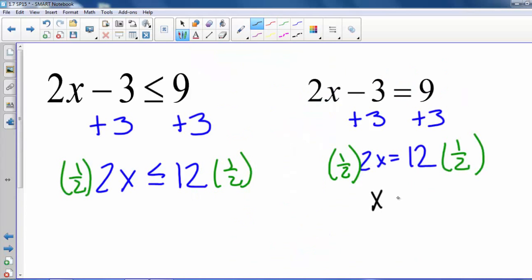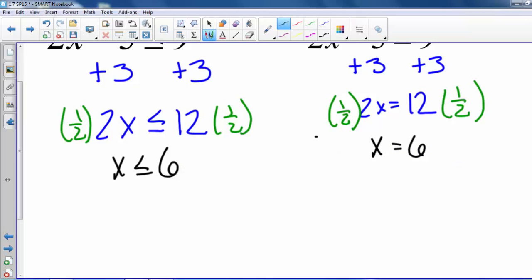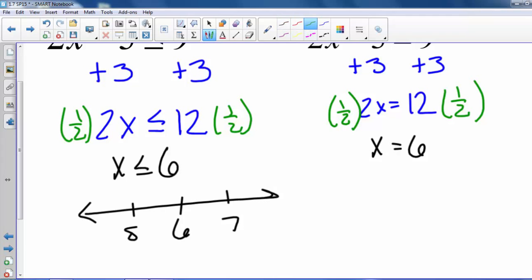So going back to our equations, we get x equals 6 for our equality, and for our inequality, we get x is less than or equal to 6. So let's look at what this looks like on a number line. So we include 6, and we go everything below. x is less than or equal to 6.